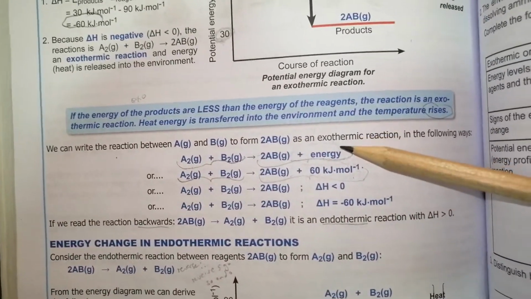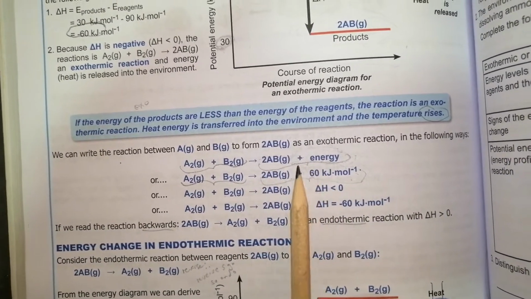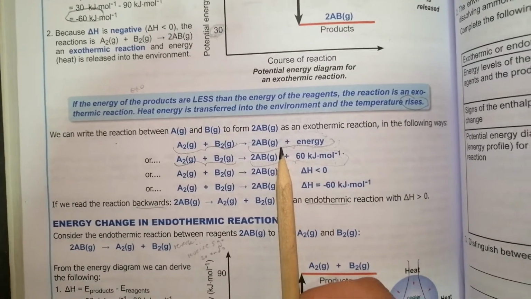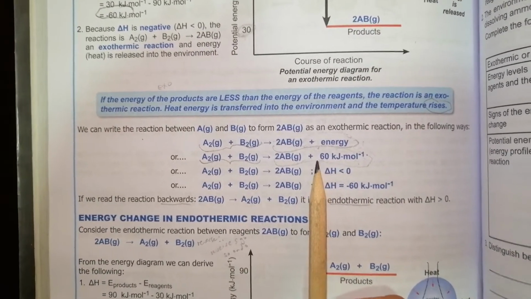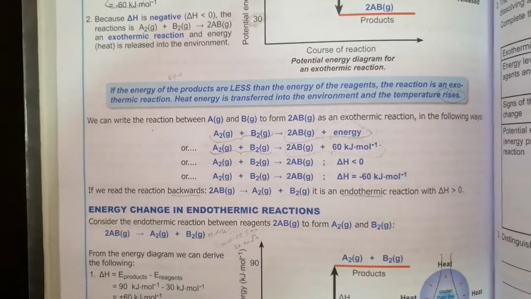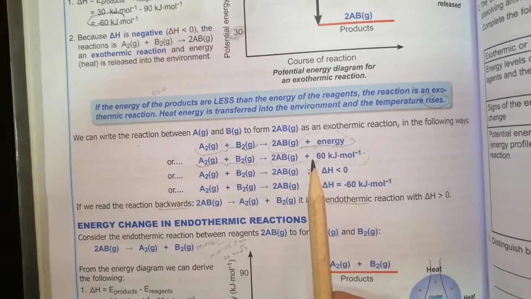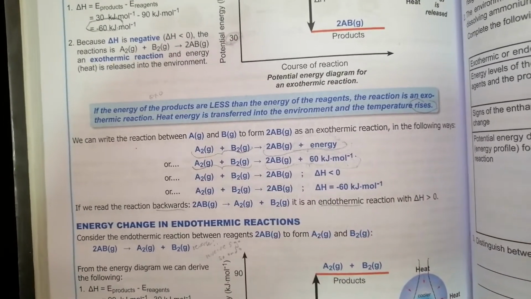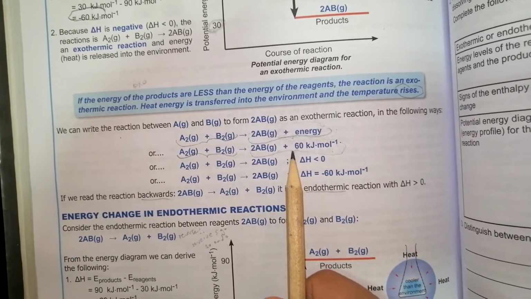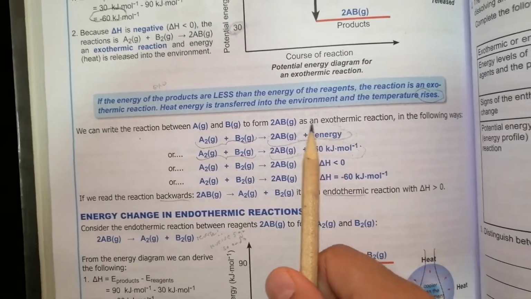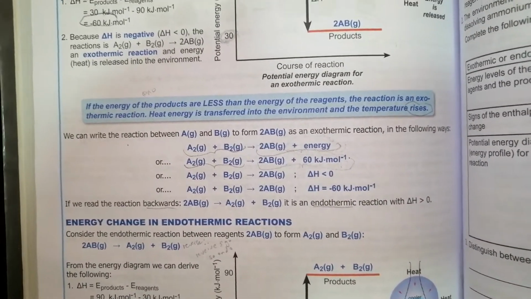Now, the only difference between the first example and the second example is that in the first chemical reaction, they just wrote plus energy, which means they're just telling you that energy is released. It's a product. But in the second one, they're actually telling you how much energy is released. They're not just telling you energy, they're telling you specifically it's 60 kilojoules per mole. So they're being specific with the values. Whether they tell you energy or the exact amount of energy, if energy is a product at any time, it means it's an exothermic reaction.